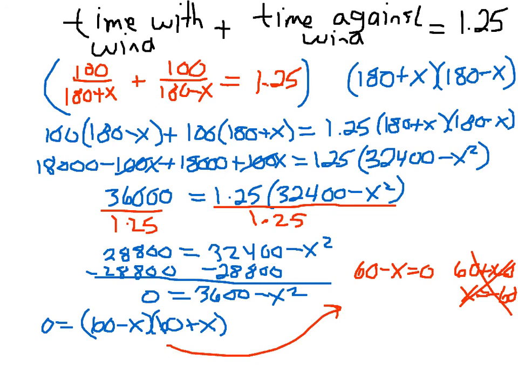So that one can't work because we can't have a negative speed, a negative rate. All I need to do is get x by itself. If I add x, I'll have 60 equal to x, which is fine with me. It doesn't matter if the x is on the left or the right. If you look back at what you were solving for, they asked for the speed of the wind. So the speed of the wind is 60 miles per hour.